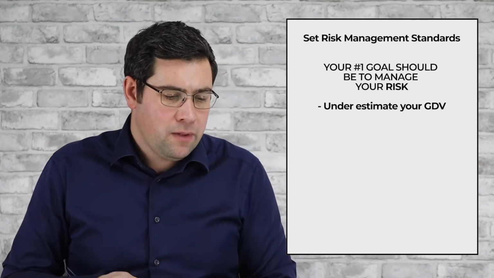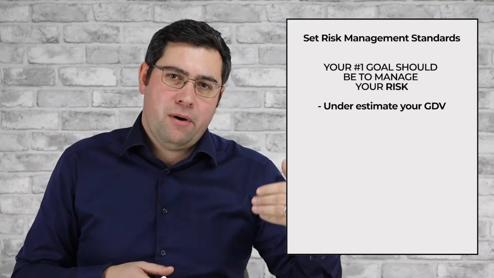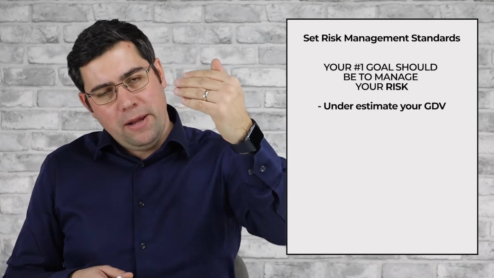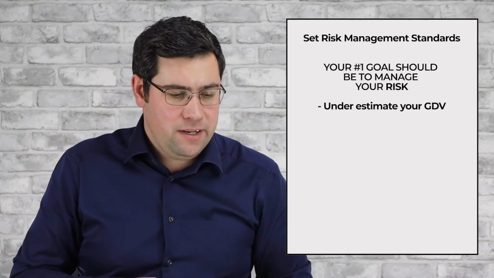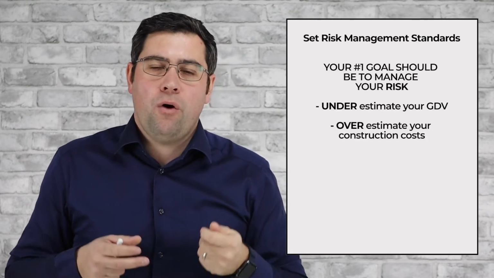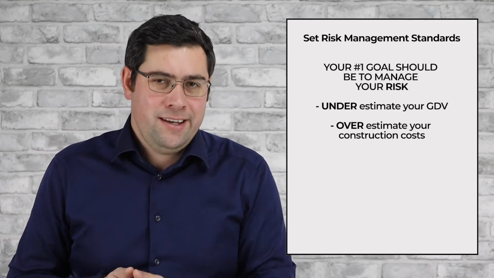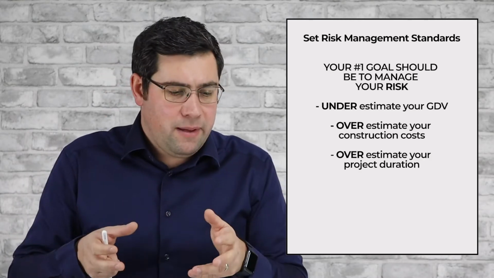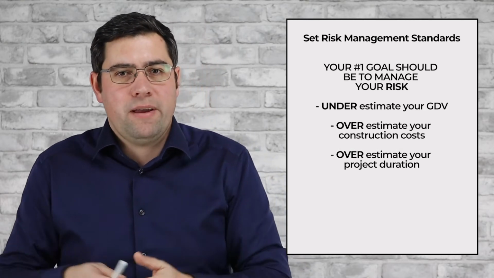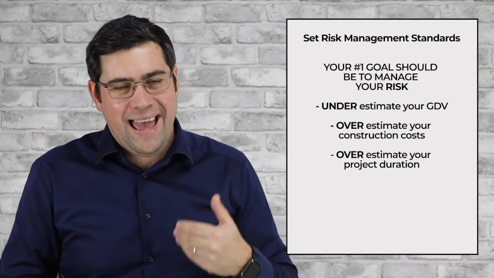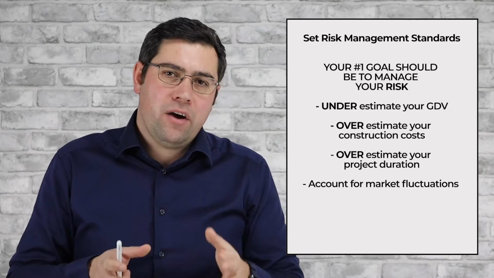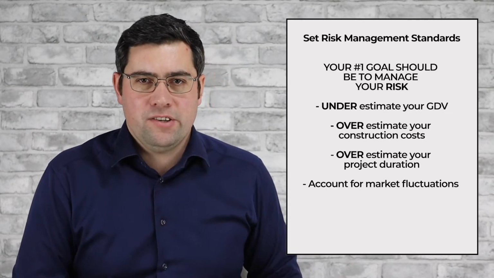So these are my ones. I slightly underestimate my GDV, my gross development value. So I take my gross development value, we pull it back slightly, so we slightly underestimate the GDV. Number 2 is we overestimate the construction costs and always make sure you include a contingency. We also overestimate the project time on site. So how long is our total time frame on site, and overestimate that figure. We add some time to the development. And we make sure we account for any market fluctuations or possible market fluctuations that may come up.